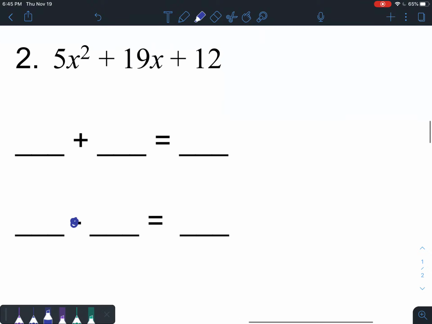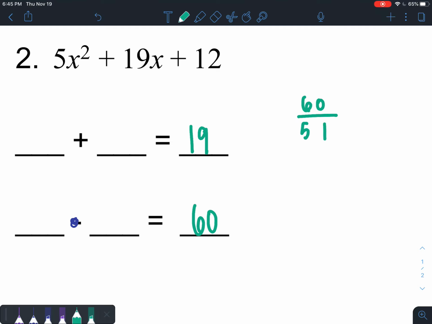All right, let's do another one. I need two numbers that add to be 19, but two numbers that multiply to be 60. So let's start thinking. 5 and 12, that's going to be 17 or something. We can do 6 and 10.